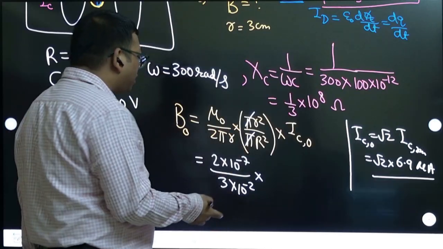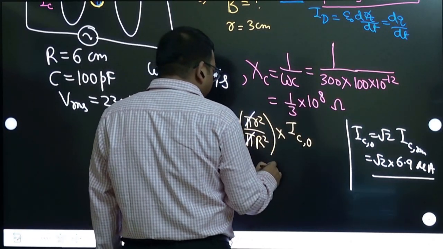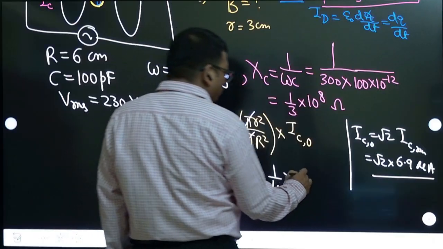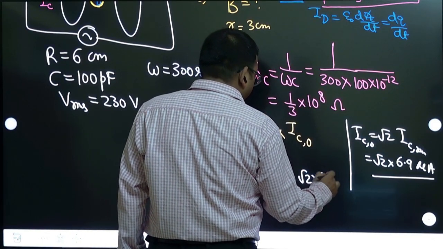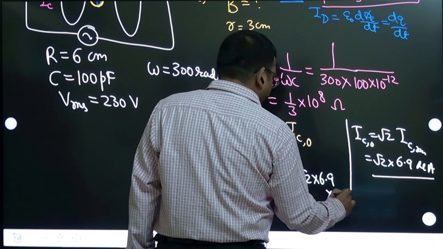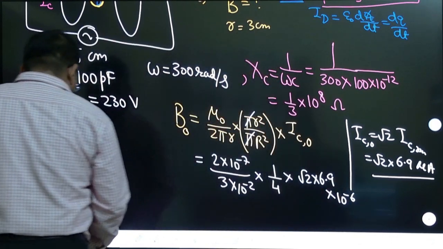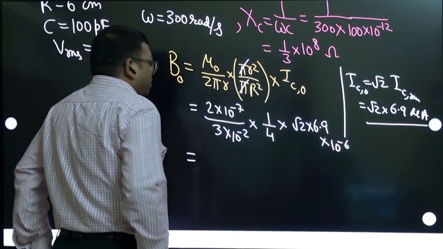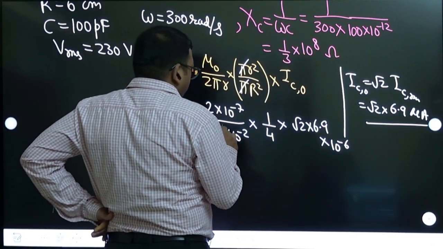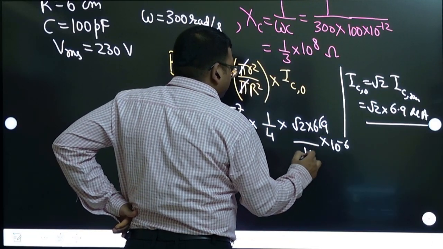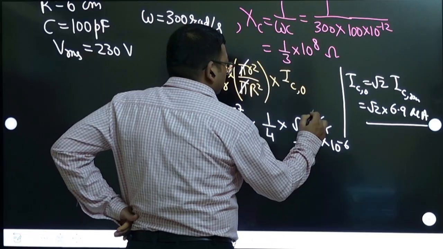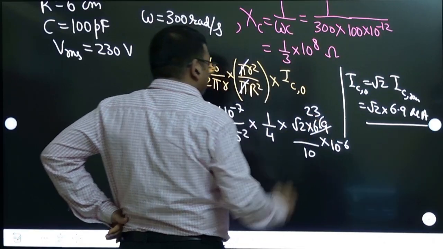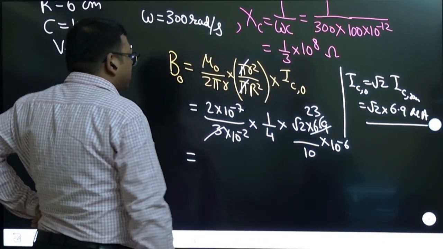R by R means it is half, right? Square, square, that will get cancelled. So 1 by 4 factor will come here. And now we will put this root 2 into 6.9. Micro means 10 to the power minus 6. Let us try to solve this and check the answer. This decimal I will remove, so extra 10 will come. 3 into 1, no, sorry, 3, 2, 3, 3. Yes, 23 factor will come.